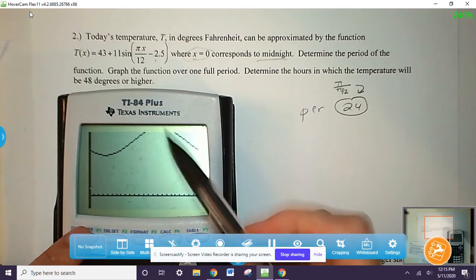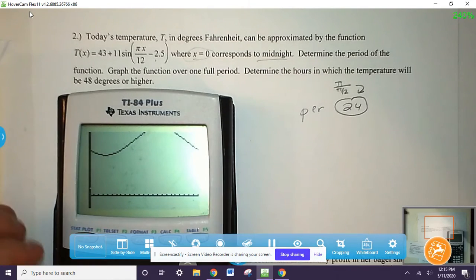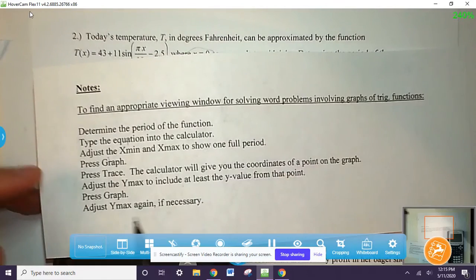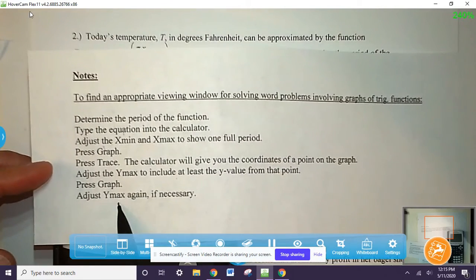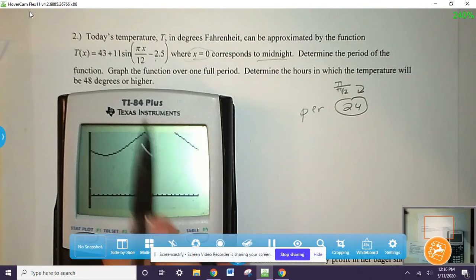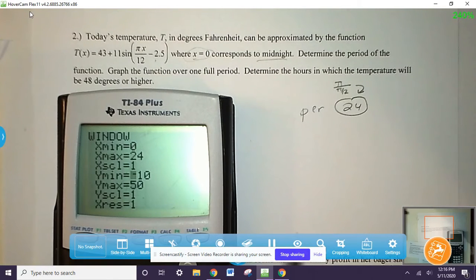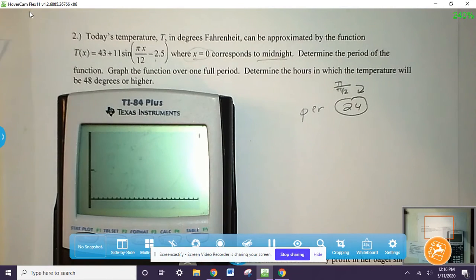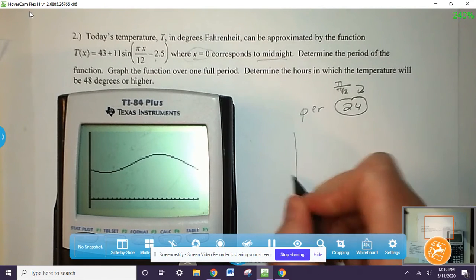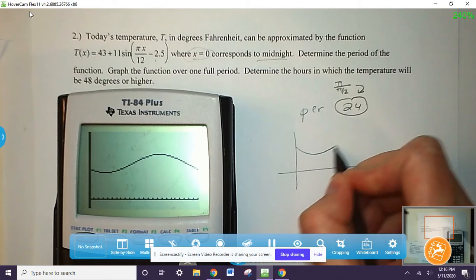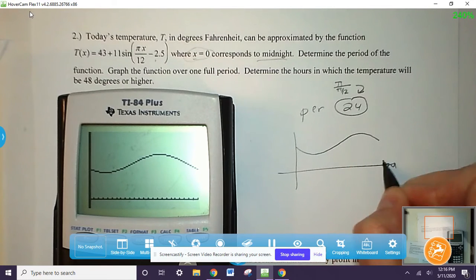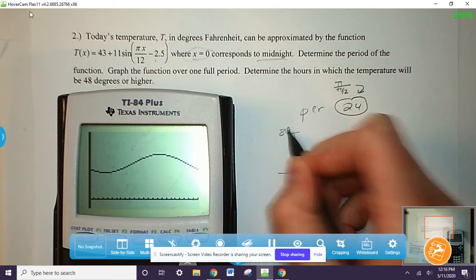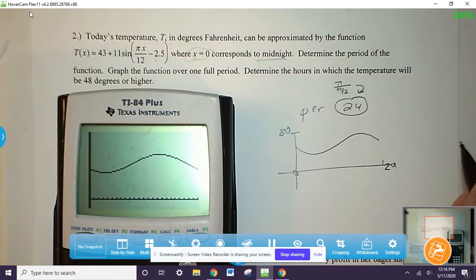So you're not going to necessarily get a great window on your first try. So you might have to adjust your Y max again. And in this case, I do. So 50 wasn't quite enough. So that's why, let me go up to 80. Maybe you did 75. Maybe you did 60. And this is what our graph looks like. So for my graph, it looks like this. I'm going to show my window. I went up to 80. Maybe you went up to 60 or 65.